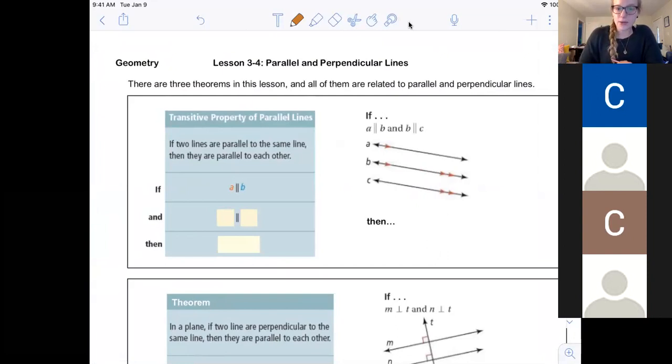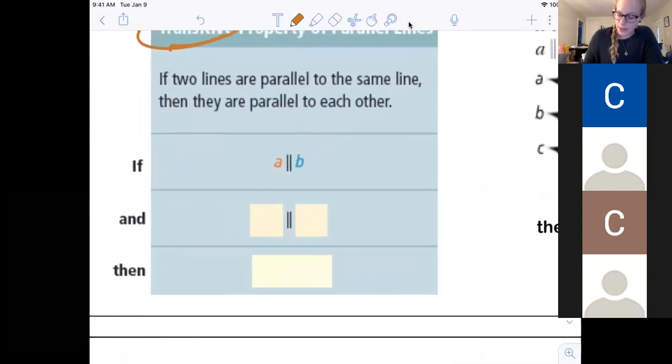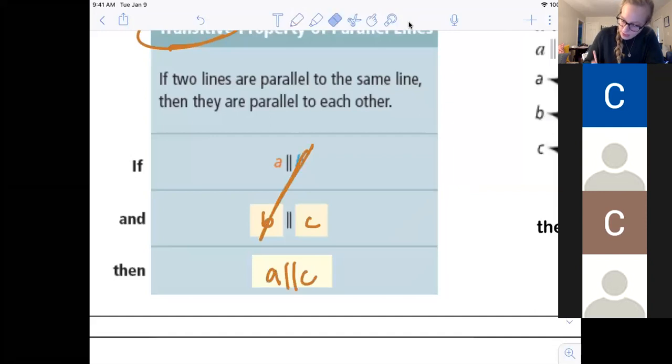But for the most part, this is just kind of logic reasoning stuff in this lesson. As I said, there are 3 theorems here, and they're all relating to parallel and perpendicular lines. The first one's called the transitive property of parallel lines. You guys have gotten really good at transitive. It says if 2 lines are parallel to the same line, then they are parallel to each other. Basically, if A is parallel to B and B is parallel to C, then by transitive, I can just cut out that middleman of B and go directly to A is parallel to C.